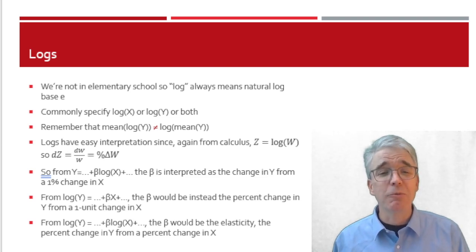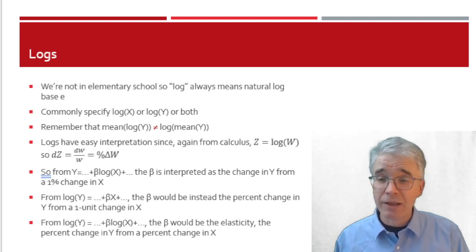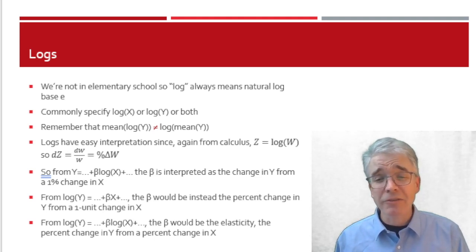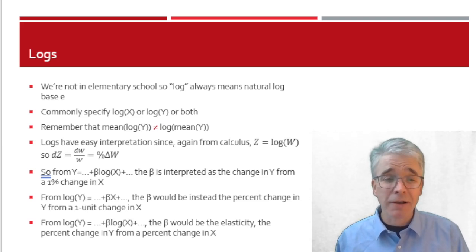Yeah, you remember that. One of the reasons we economists often use logs is because, again from calculus, logs have an easy interpretation. In a regression, I have log y on the left. Each beta is interpreted as the derivative with respect to that x variable. And the derivative of a log is the percent change. If I have log x instead of x on the right-hand side, then I can interpret that coefficient as the change in y from a 1% change in x. And if I have log y and log x, then the coefficient is the elasticity.